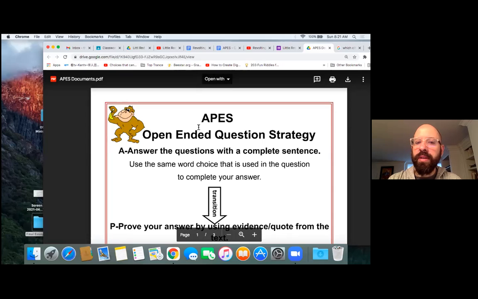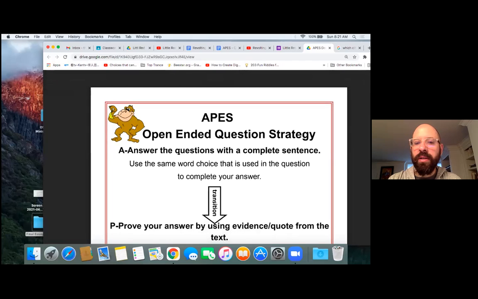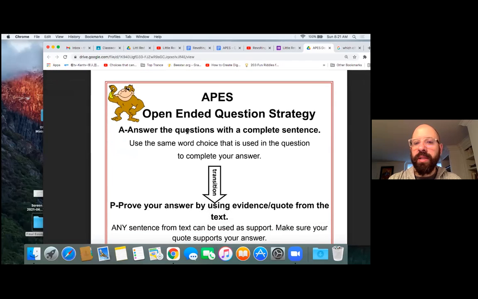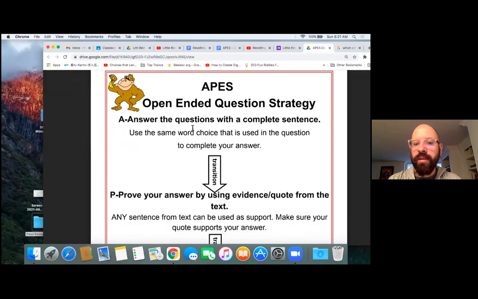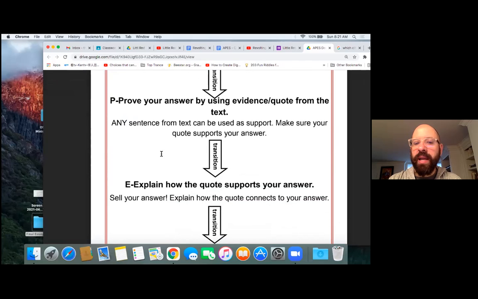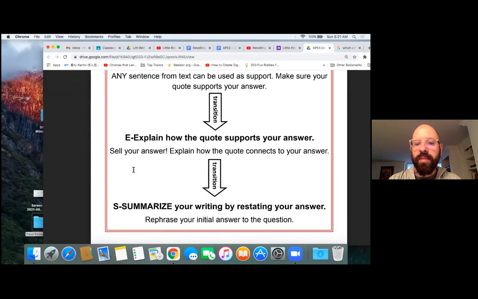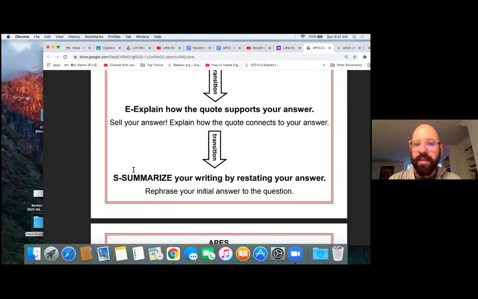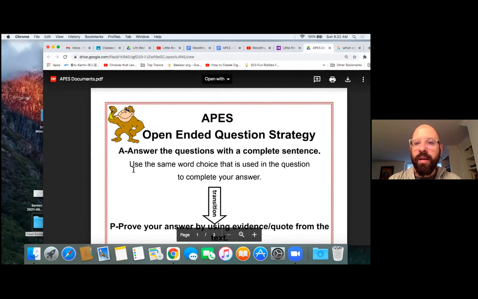But what they show here is how to answer an open-ended question. Answer the question with a complete sentence. You answer the question. You bring in some proof. You explain the proof, how it shows your answer. And then you summarize it. Seems easy, right? The ideas are not that hard. The practicing is how you learn it. APES, ta-da, fantastic. That was a great lesson. No, I'm just kidding. That was just the learning part.